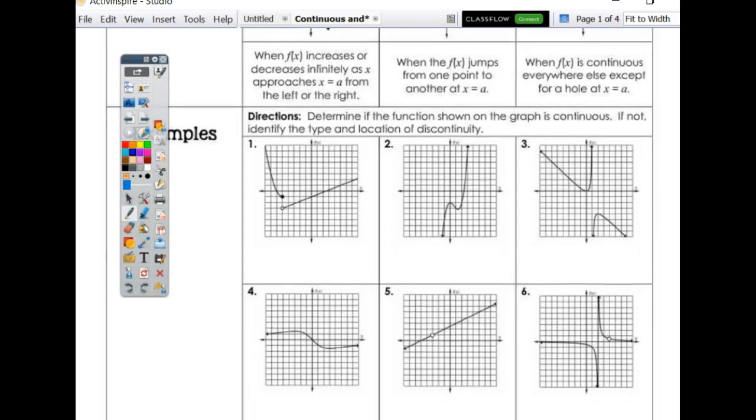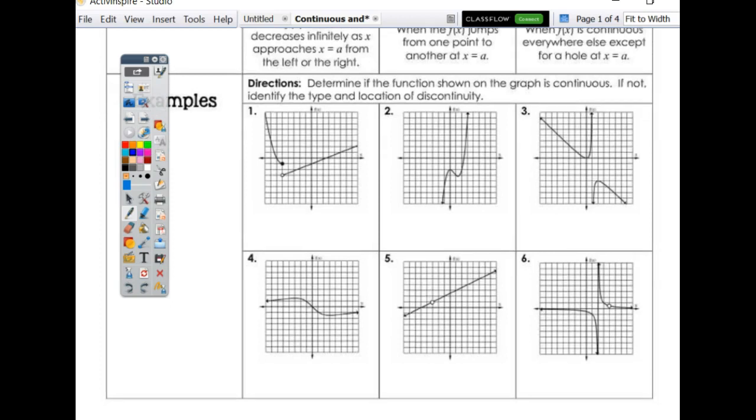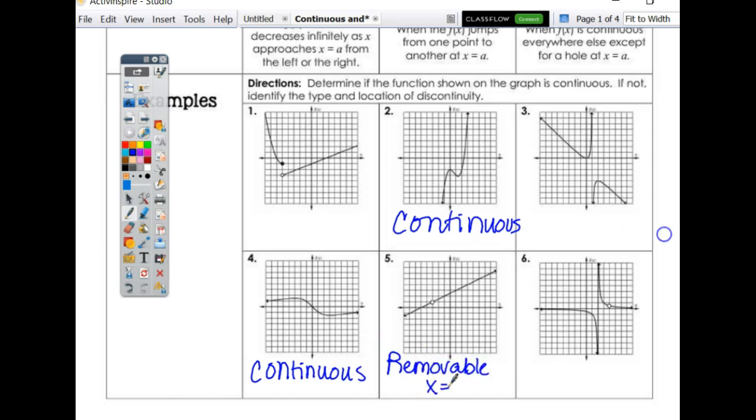So if you look at these six right here, can you find the continuous ones? Which are continuous? 2, 4, 5. So what is number 5? And what point is it removable at? What x point? Correct. So it's removable at x equals -3.